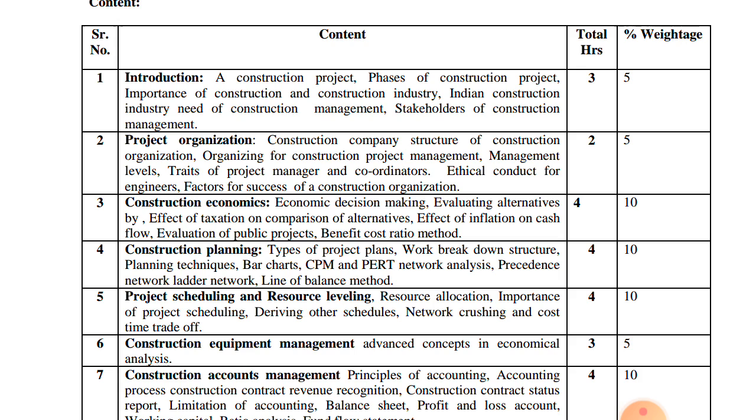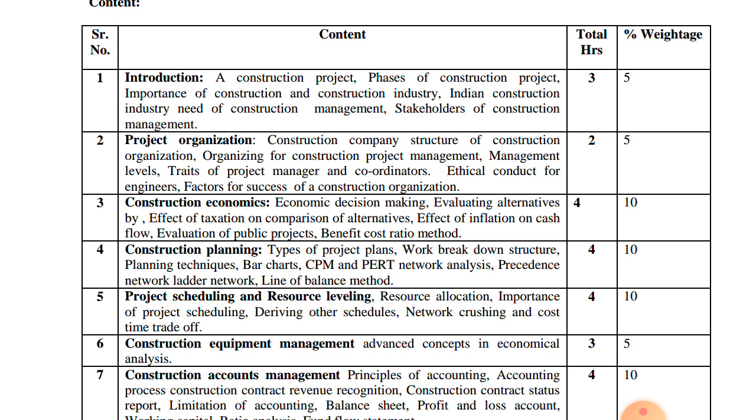In construction economics we discuss economic decision making and evaluation of alternatives. So how to do construction economy. This evaluation of alternatives covers the effect of taxation on comparison of alternatives, effect of inflation on cash flow, and evaluation of public projects by the benefit cost ratio method. All these things are discussed in the third chapter, construction economics.